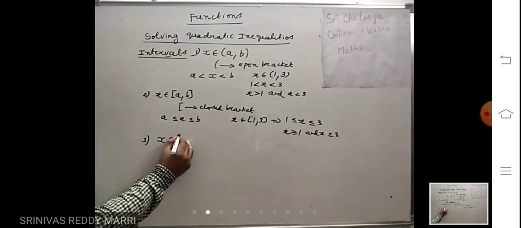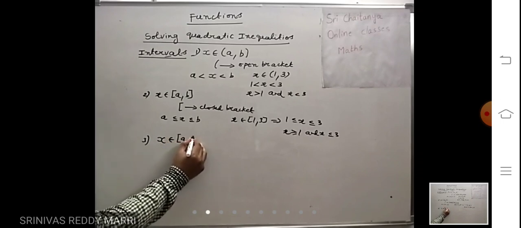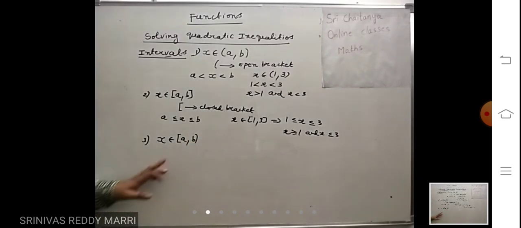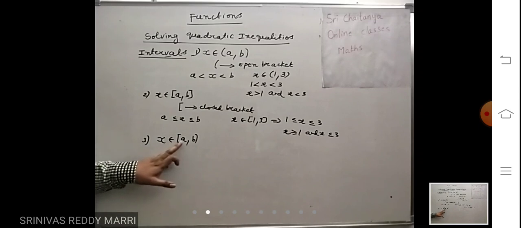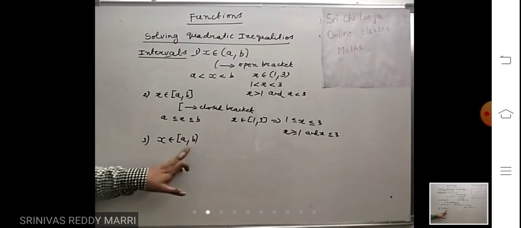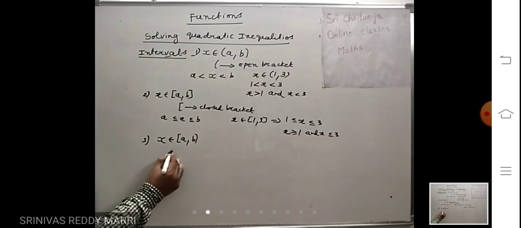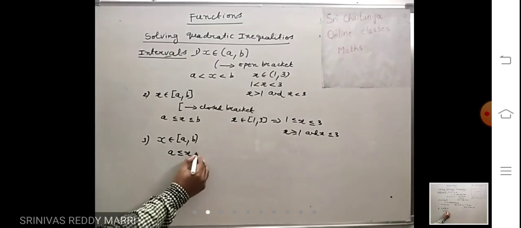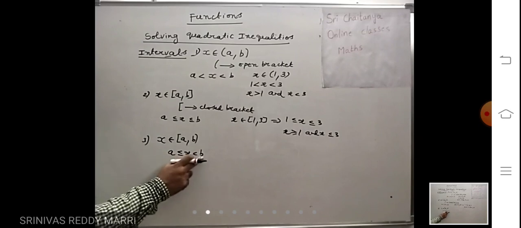X belongs to, look at here, left side closed bracket, right side open bracket. That means what? All the numbers between A and B, including A and excluding B. This square bracket means including A. This bracket means excluding B. That means X will lie between A and B. X is a real number between A and B. X will take the value of A but will not take the value of B.